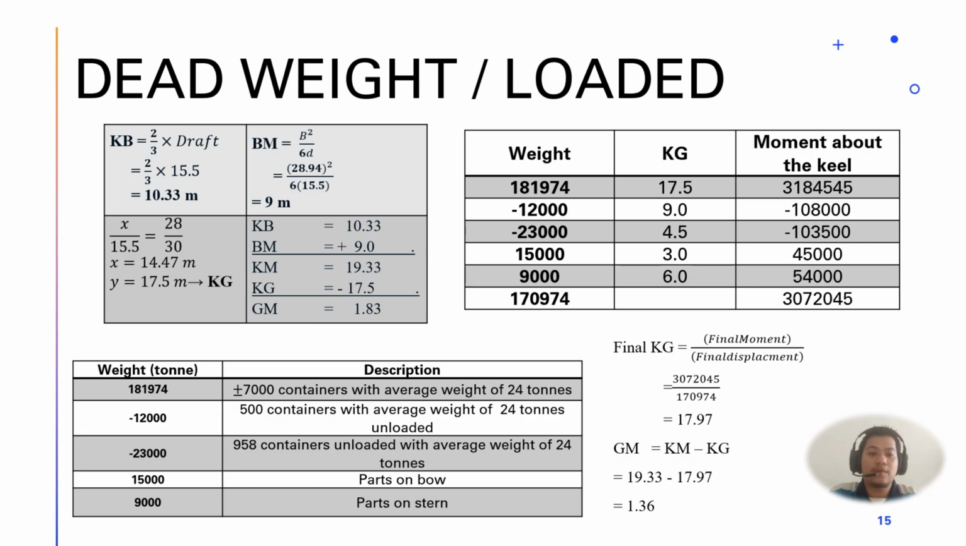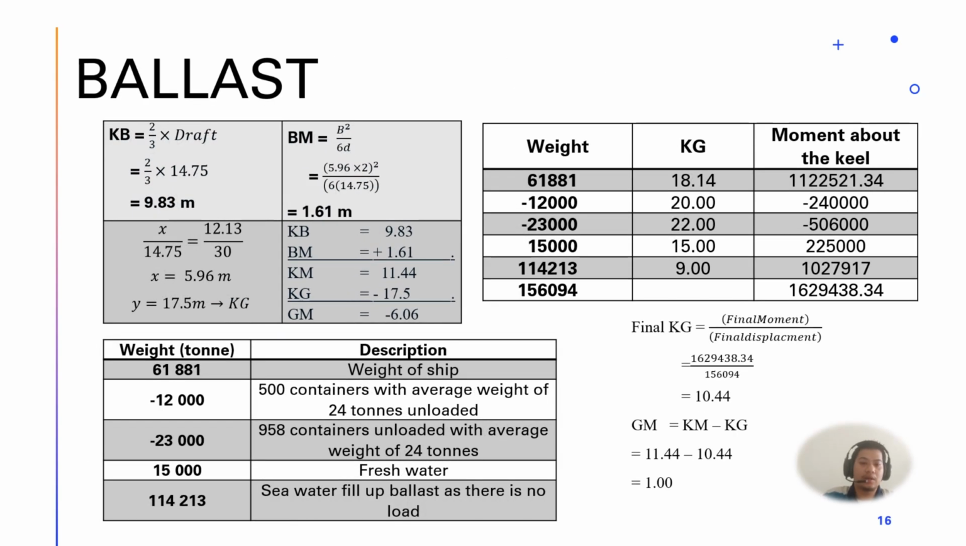The weight distribution of the loaded objects is discrete, with the object containing 7,000 containers with an average weight of 24 tons, totaling 168,000 tons. Okay, we continue.